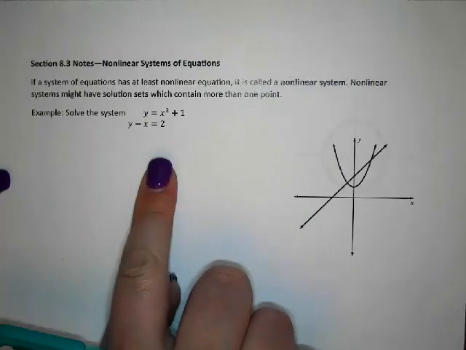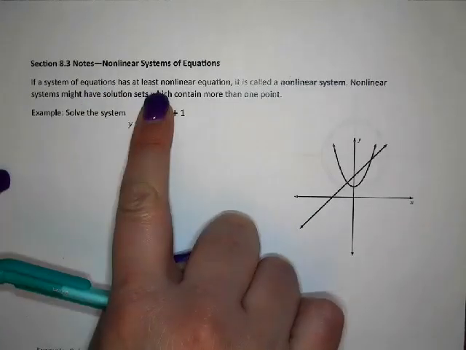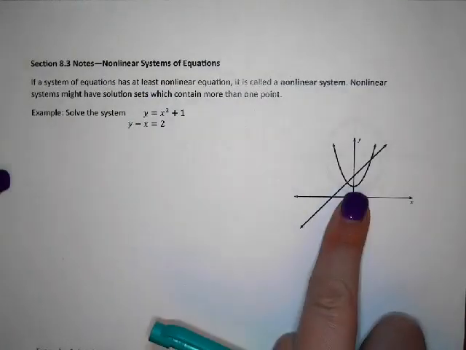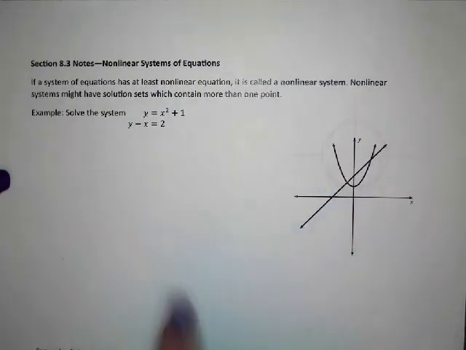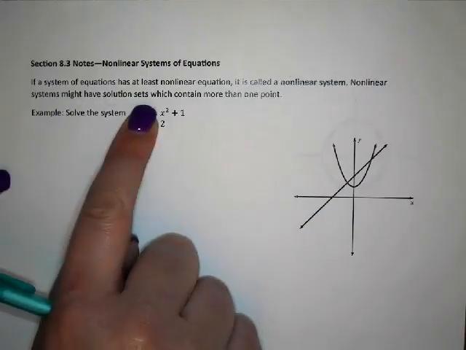So nonlinear systems are a system of equations, so 2 or more equations, that has at least one nonlinear equation, which means that one of the equations is like a parabola or an exponential function or an absolute value function or just something else. So nonlinear systems might have solution sets which contain more than one point, and that's because if you have a curved line, then a curved line could intersect a straight line at more than one point.